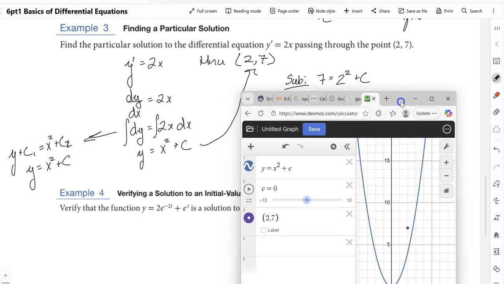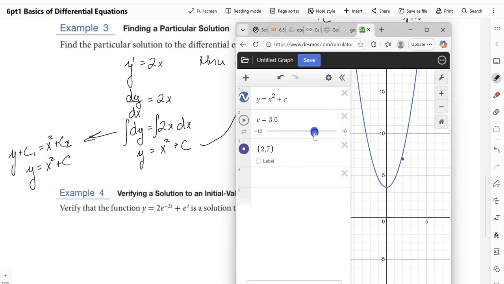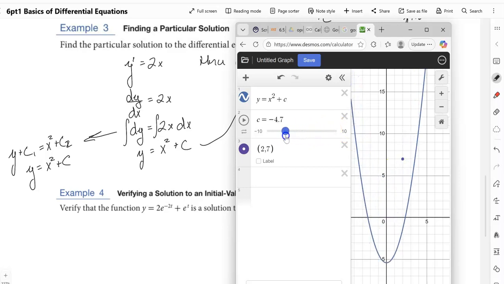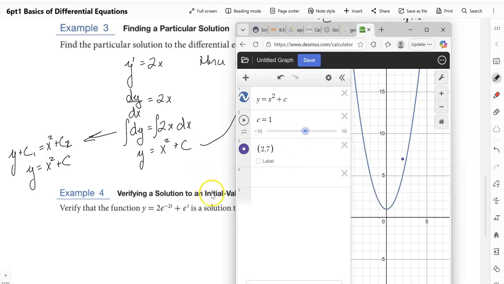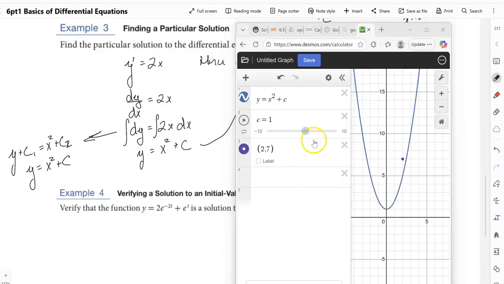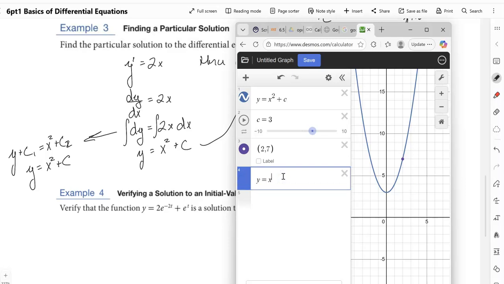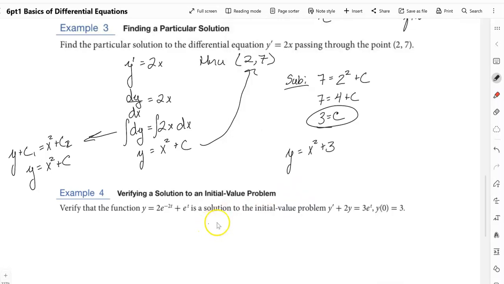So I'm in Desmos. I graphed y equals x squared plus c, so you can see that's quadratic and it's shifted up or down depending on what c is. I can move my slider to see that. I want the particular solution that's going to go through the point (2, 7). So I want to know what c would have to be. I could play with the slider. This one ends up being a nice number, 3. So when I graph y equals x squared plus 3, it goes exactly through that point.